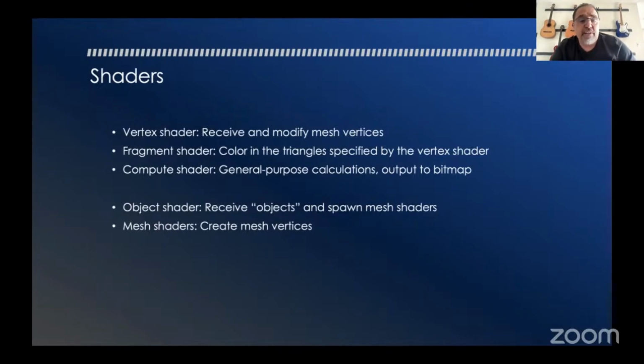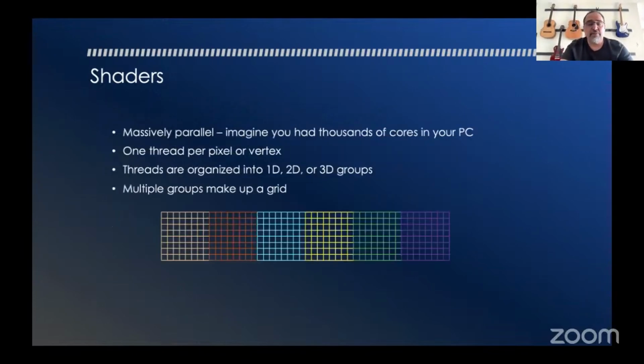But there are new types of shaders. There's an object shader, sometimes called an amplification shader, that can take generic objects and create mesh shaders. But the one I'm really excited about is the mesh shader, because a mesh shader can create geometry. The mesh shader basically replaces the vertex shader and lets you create the geometry, and that opens up all kinds of possibilities.